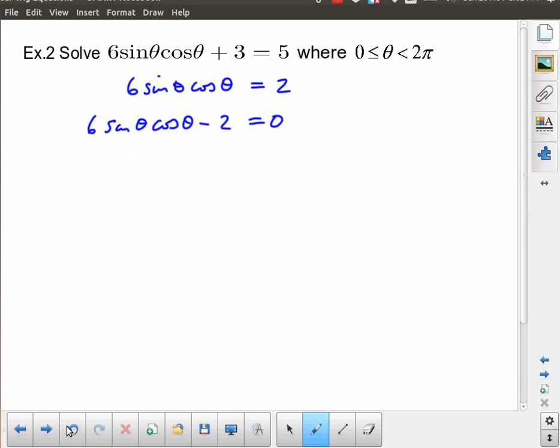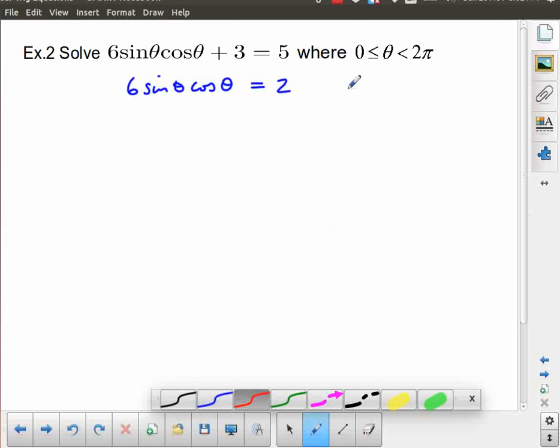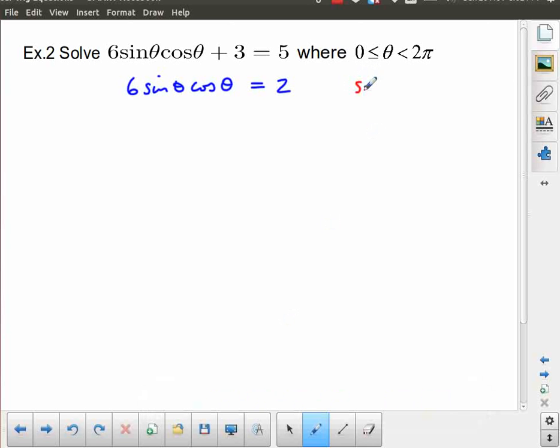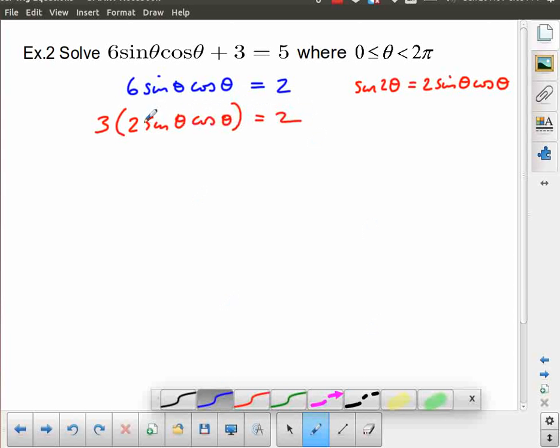So instead, what I'm going to do is point you towards the idea of using identities. I'm going to remind you of one of the identities that we've developed in this unit, which is that sine 2 theta is equal to 2 sine theta cos theta. And if I look at this, 6 sine theta cos theta, well, what I really have here is 3 times 2 sine theta cos theta. And that's just knowing that 6 is equal to 2 times 3.